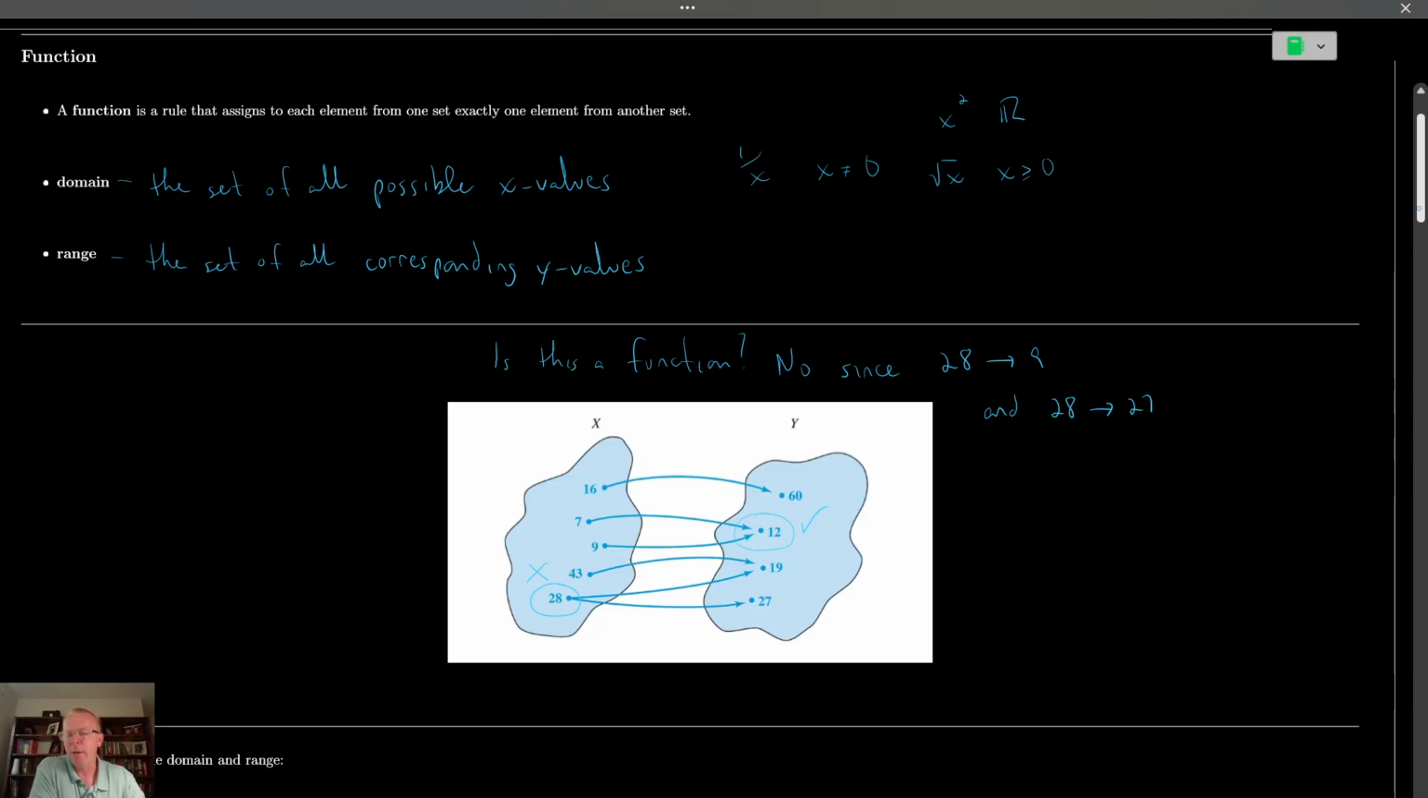And it doesn't even matter. Even if we deleted this one and we don't have anything going to 27, that's still okay. We don't have to have an arrow going to every single number over here. Just like with the x squared, we wouldn't have any arrows going to negative numbers, and that would be okay. So as long as there are not two arrows coming out from one x value, then you are working with a function. If you have two arrows coming out from an x value, then you're not. It's as simple as that.